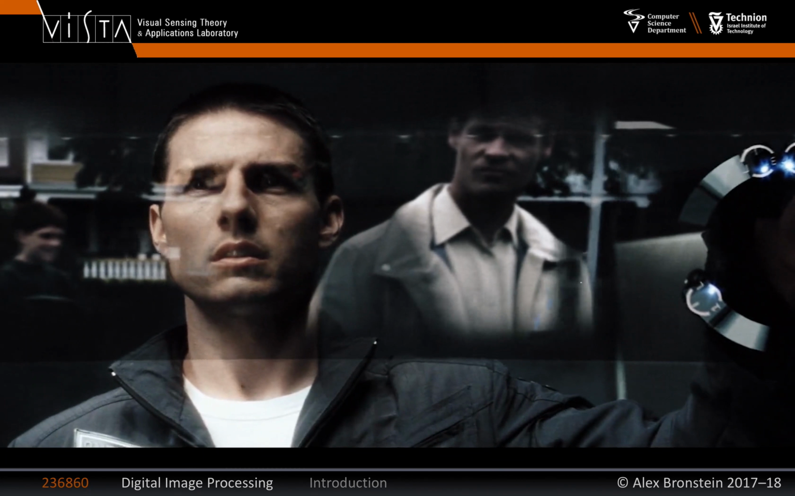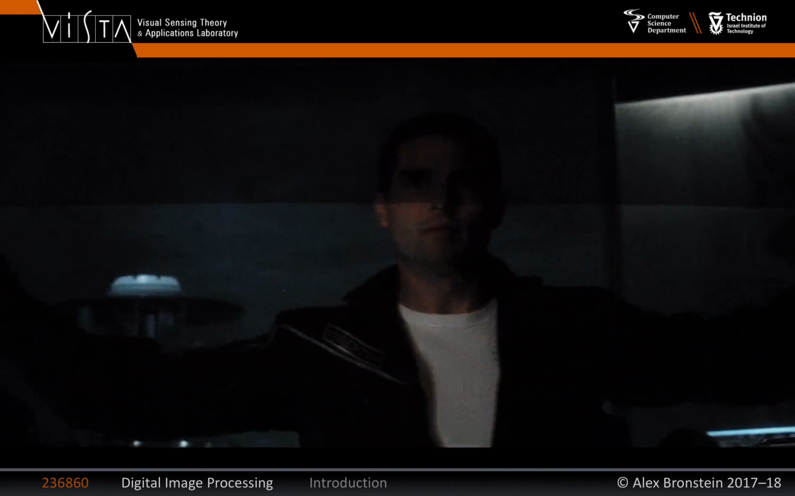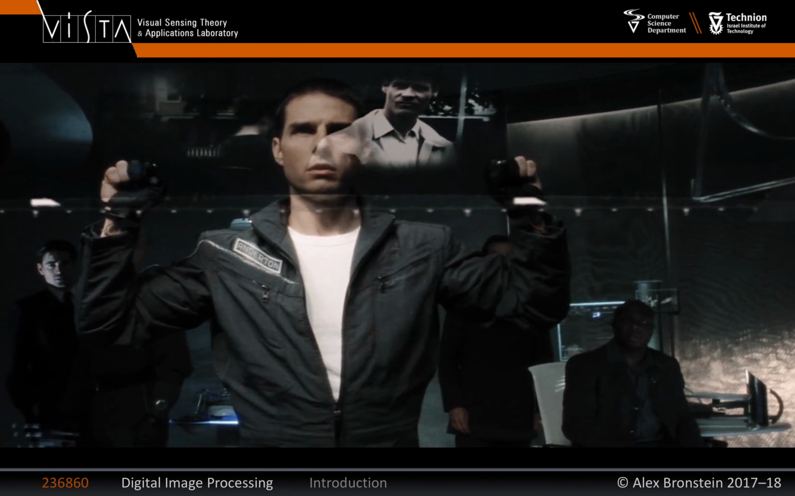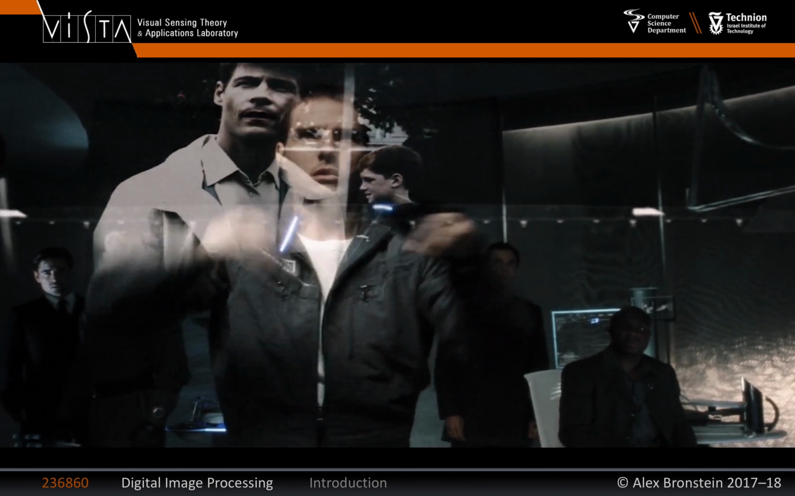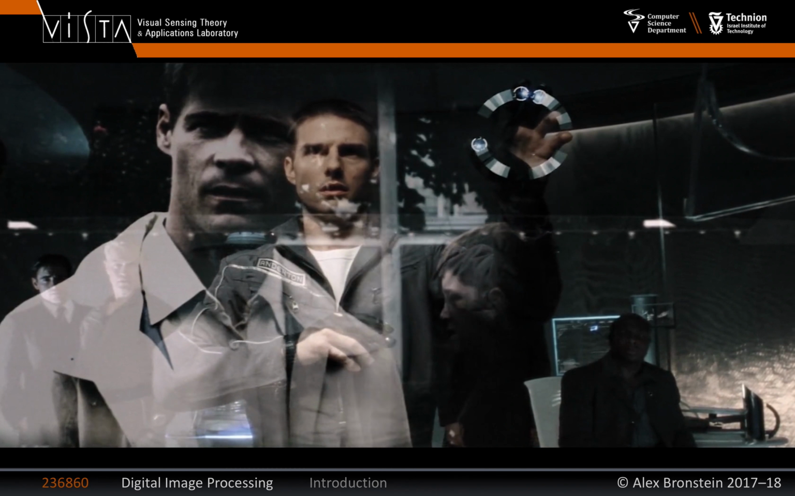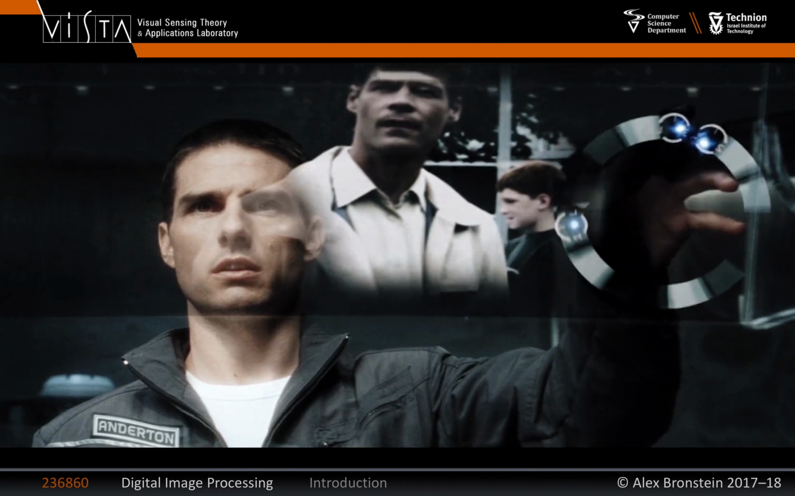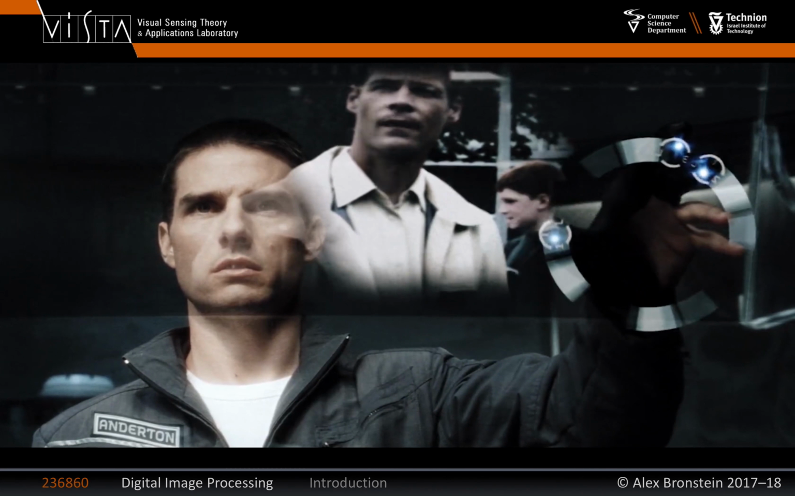Again, if you have a 3D sensor, you can capture the 3D location of your hands or of your body very accurately, and then build human-machine interfaces based on these ideas. So less than 10 years after this movie, Microsoft Kinect was already doing this kind of human-machine interface.